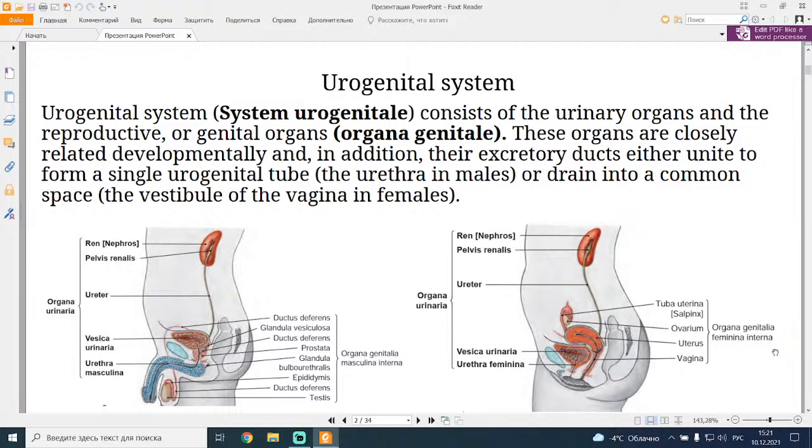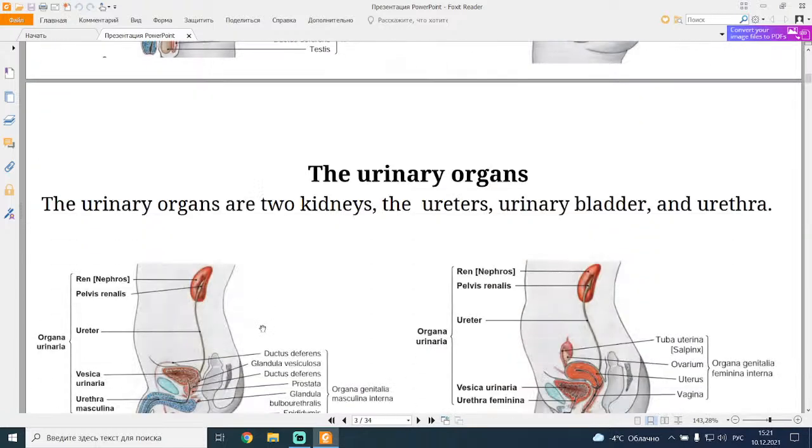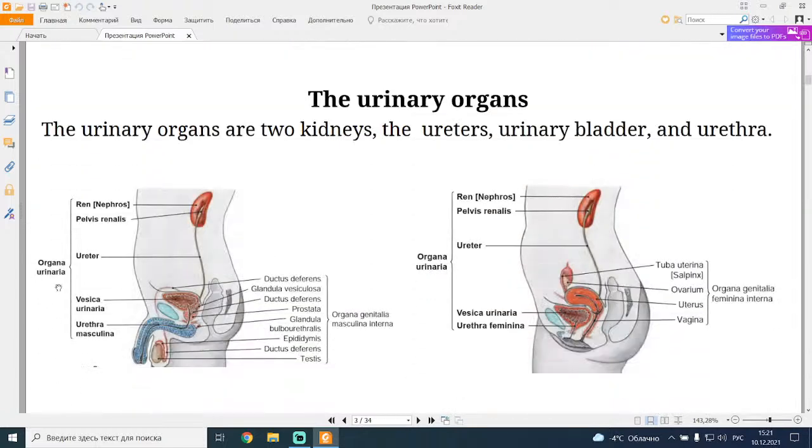Organa genitalia feminina interna and organa genitalia masculina interna, you will study in the next lecture. The urinary organs are two kidneys, two ureters, the urinary bladder, and the urethra.